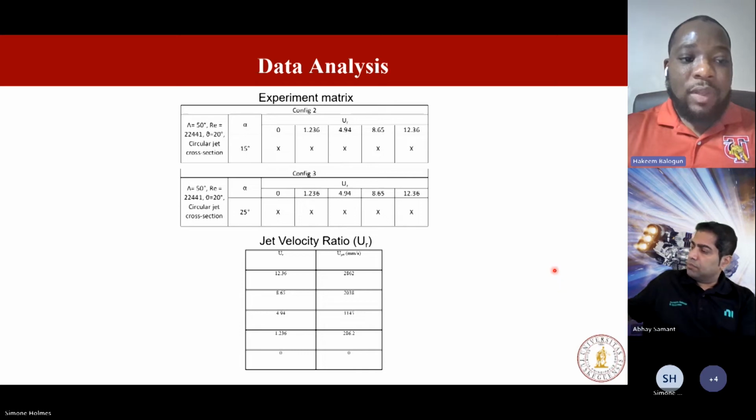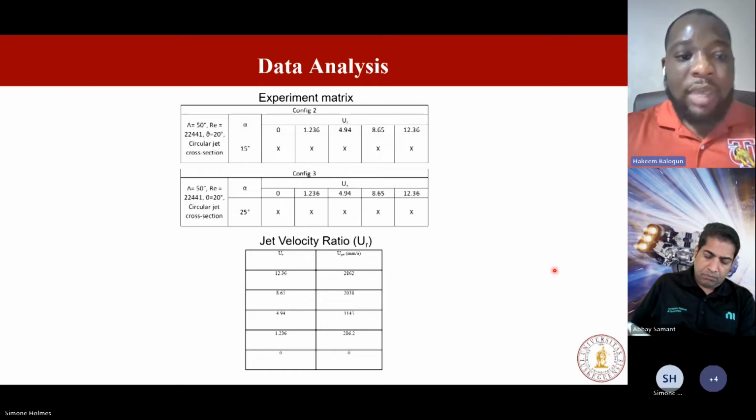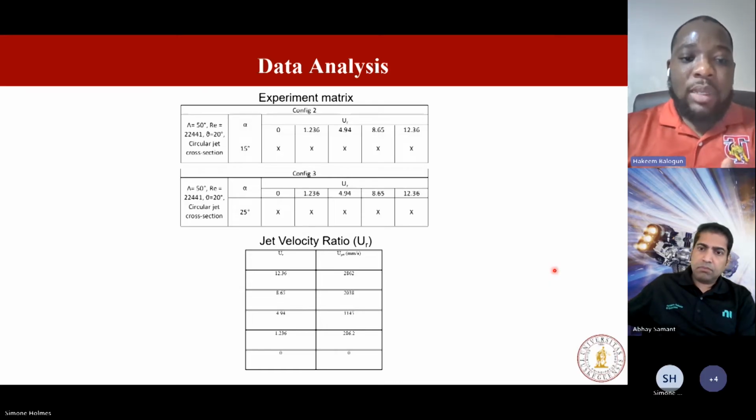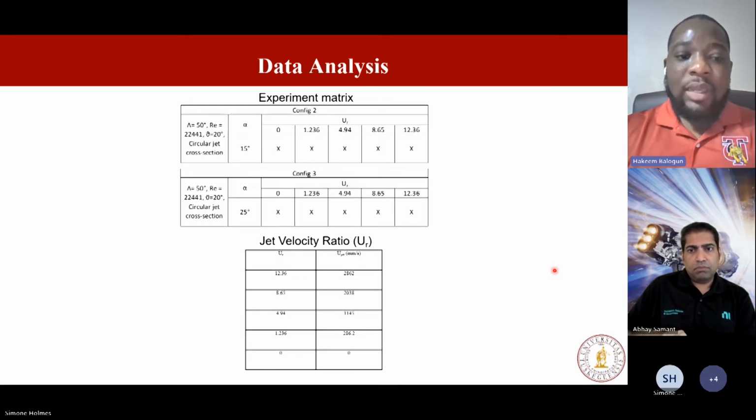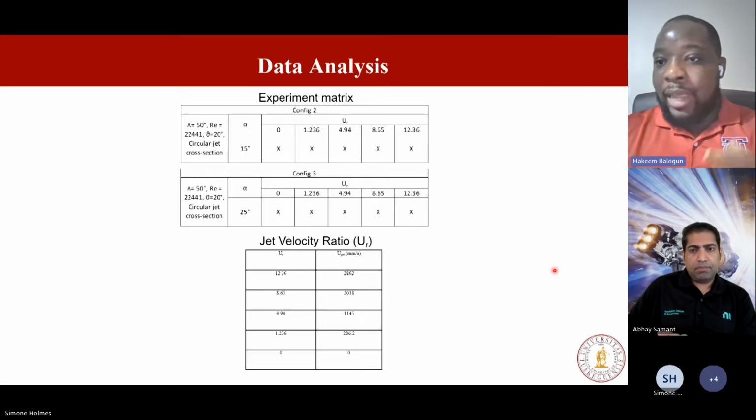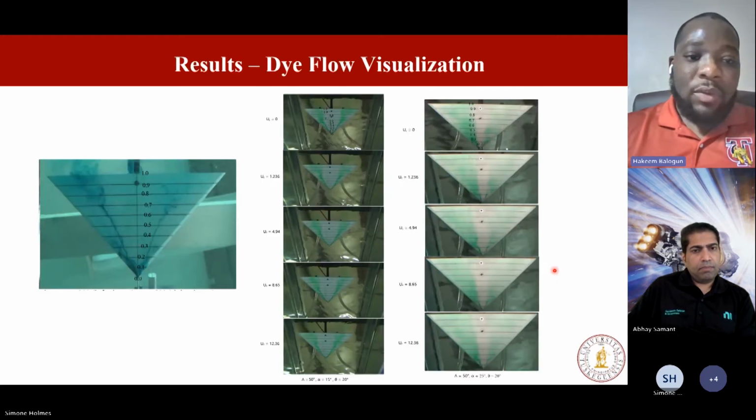And I modeled this off of real life jets, specifically the F119 Pratt & Whitney 100 turbofan engine, and the takeoff speed of the F-22A Raptor, which is 241 feet per second. And the jet exhaust velocity of the Pratt & Whitney turbofan engine is 2,985 feet per second. So I got the maximum jet velocity ratio, and I scaled it down for the purposes of our experiment. Now I'll go into some results of dye flow visualization.